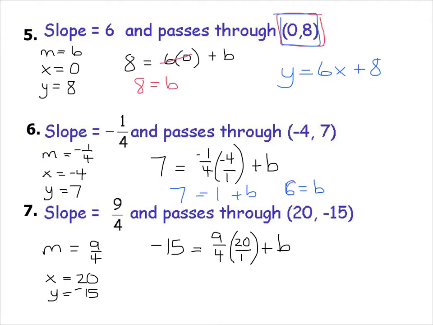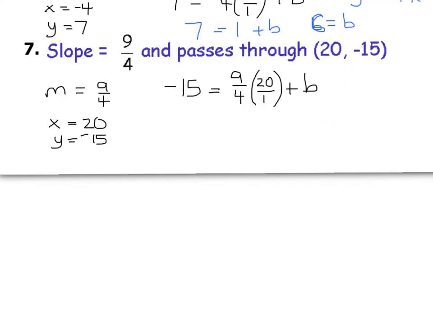Curve that 6 there. So your answer should have been y equals negative 1/4 x plus 6. All right, and number 7. Number 7, I have negative 15 is equal to 9/4 of 20 plus b.